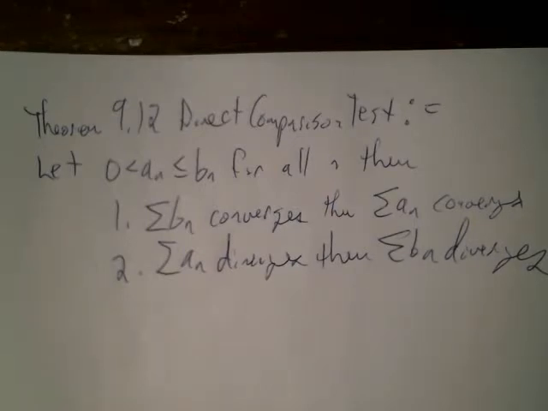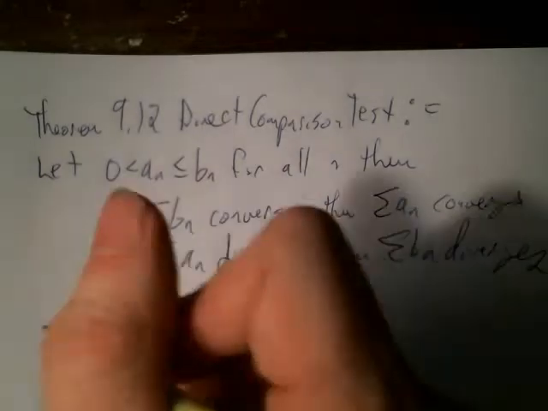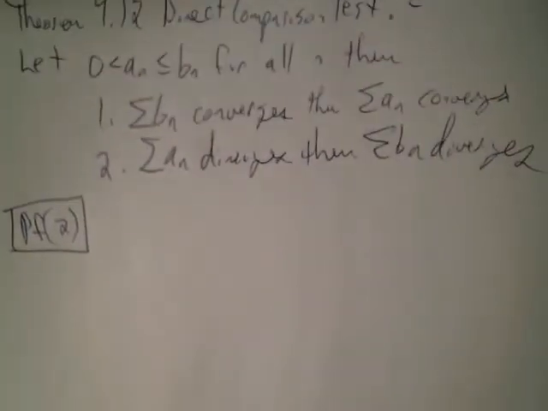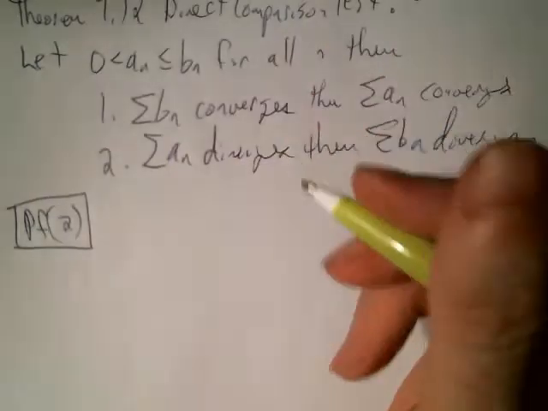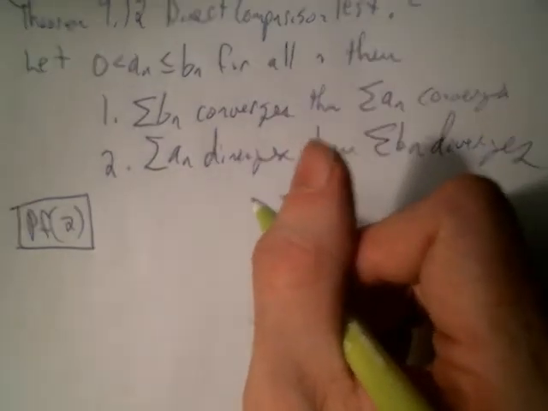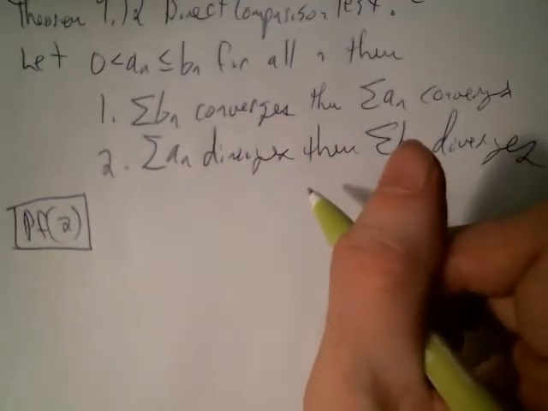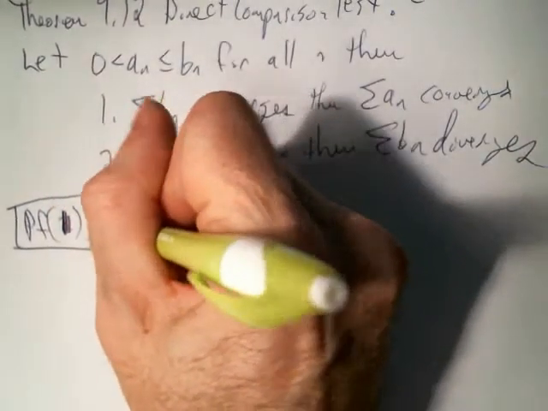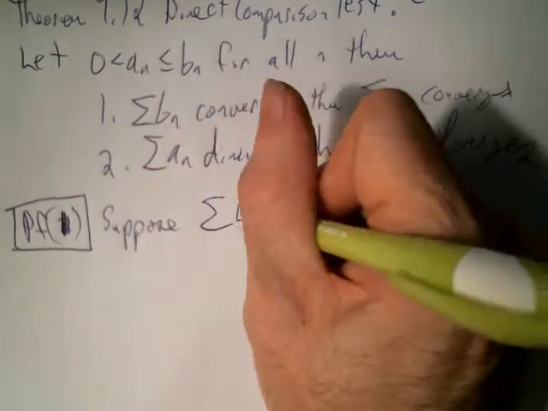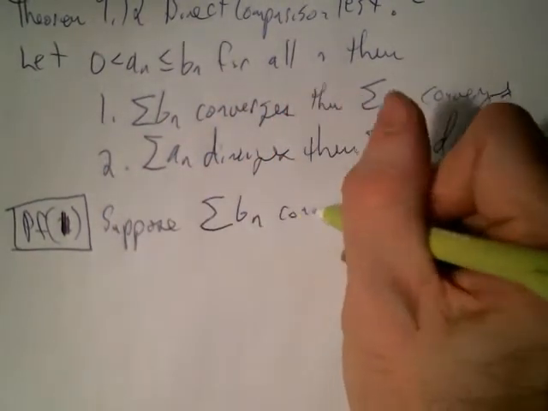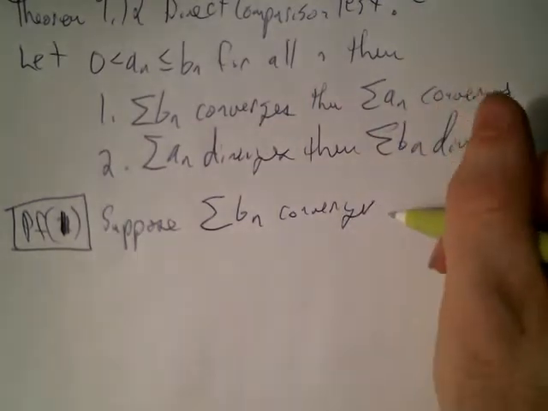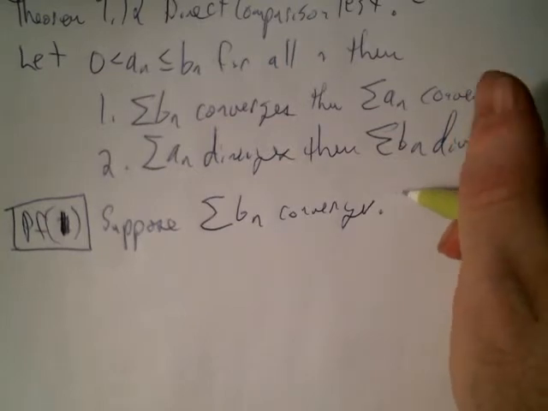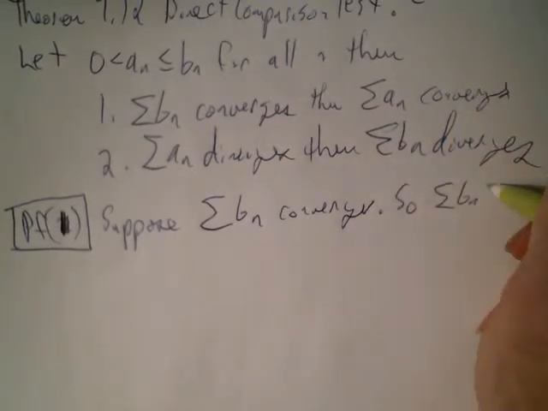I just want to take a look at the proof of the second one really quick. Sorry, I guess it's the first one I want to look at. Yeah, sorry, the first one. So suppose then the sum of these b sub n terms converges. So we can call that something. We can say the sum of b sub n equals L.